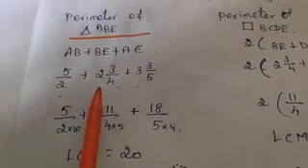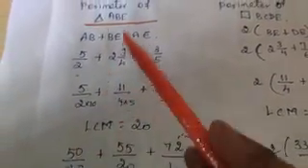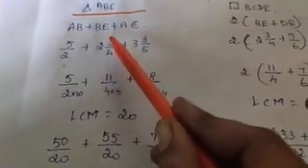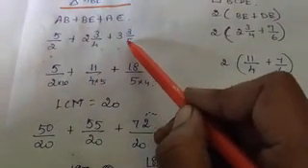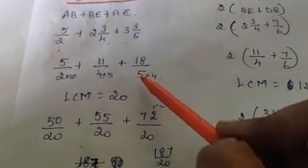So first convert the mixed fraction to improper. So 2 multiplied by 4 is 8, 8 plus 3, 11. So 11 by 4. And here 3 5s are 15 plus 3, 18 by 5.